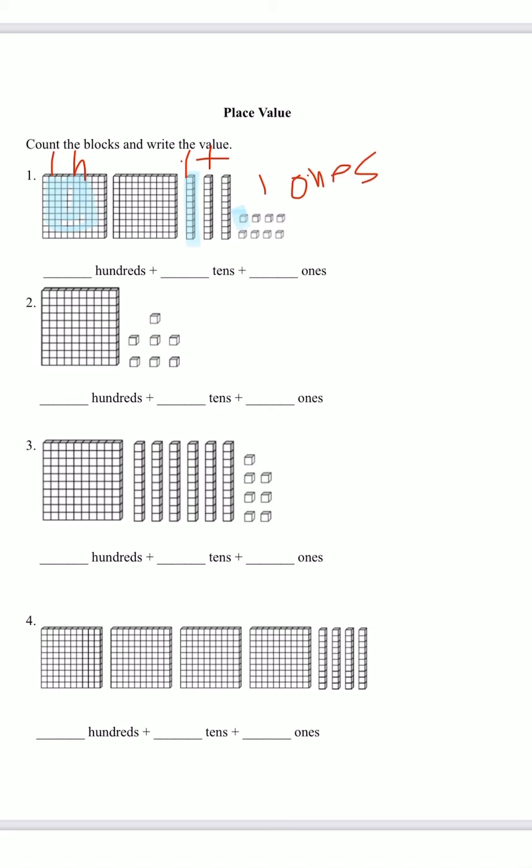Here we have 100s, and we have the same thing. So we have 200s, right? And then here we have 1, 2, and 3. So we have 3 tens plus, and then we have to count how many ones we have. So we have 1, 2, 3, 4, 5, 6, 7, 8. So we have 8 ones, okay?